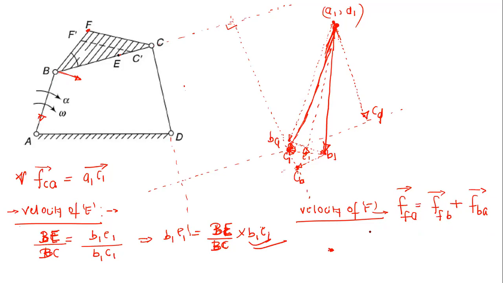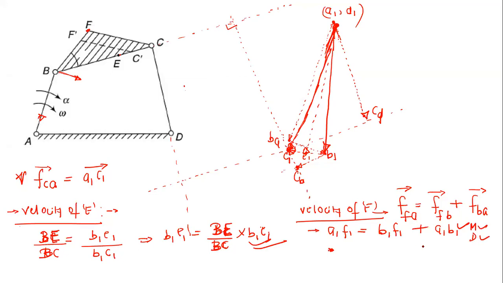Now this FA vector will be written down something like this, A1 F1. This is now very easy. If you take this one, this will be written as B1 F1, and if you take this one, this will be written as A1 B1. If you observe, A1 B1 is completely known in this acceleration diagram, known in magnitude as well as direction.